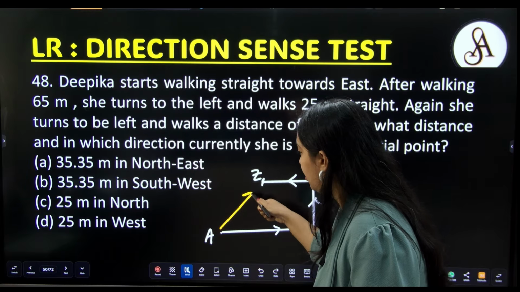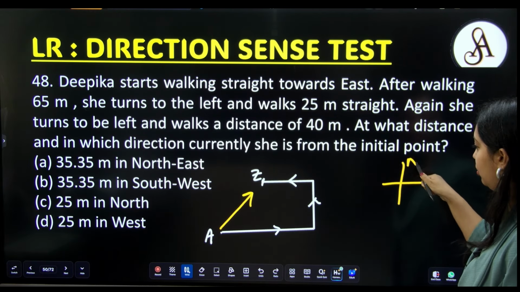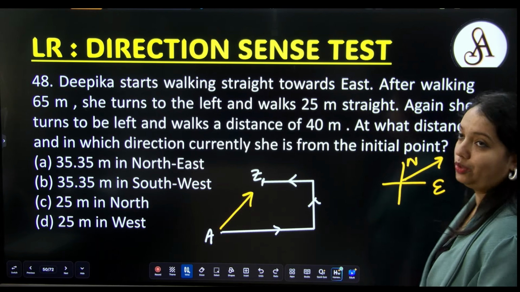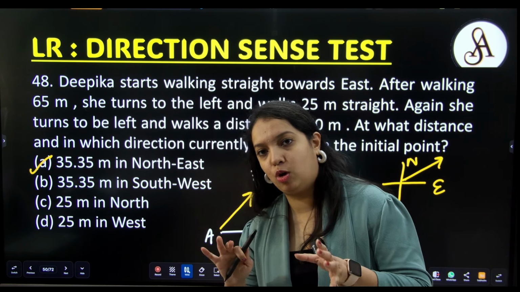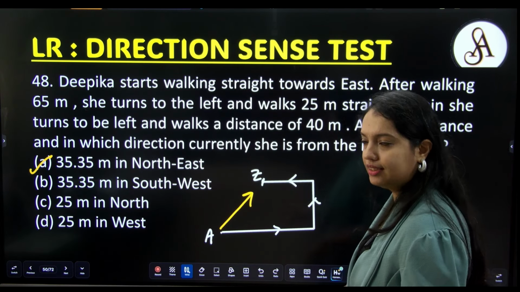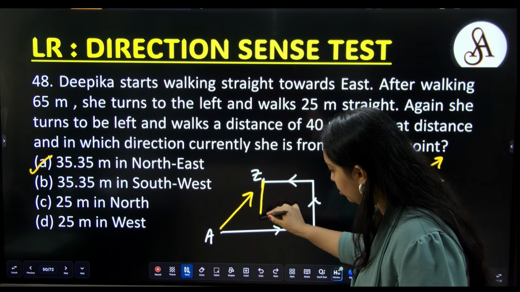This direction is nothing but, check this out, this is northeast. This direction is going to be your northeast. Northeast is there only in option A. But they have also asked you to calculate. Ideally, option A is correct, but for calculation, you draw the opposite.